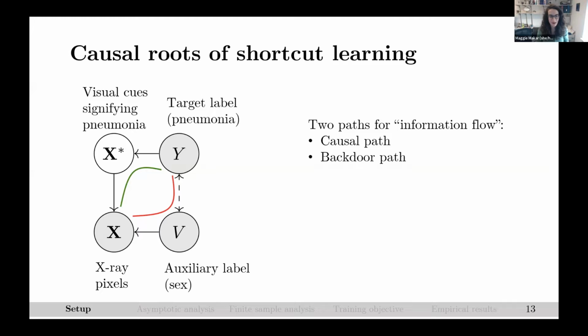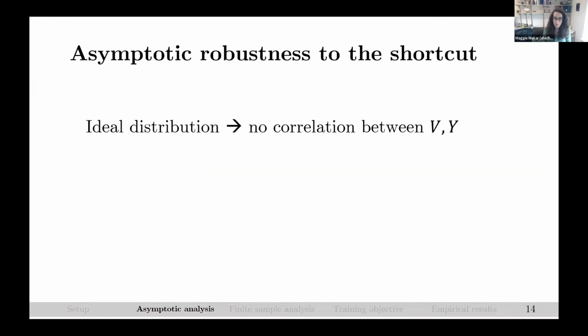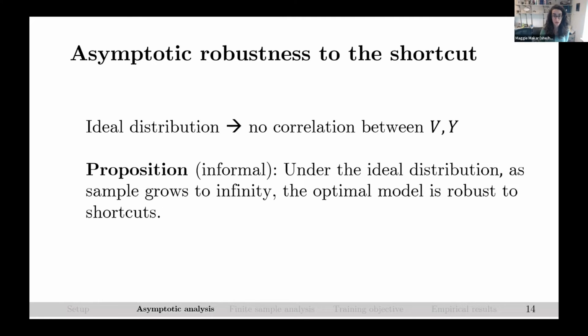But the really nice thing about the causal view is that it will allow us to chart a solution towards this problem of shortcut learning. And I'll start with a population result or an asymptotic result. So what we found is that if you take this causal DAG that I showed you in the earlier slide and analyze its properties, you will find that there exists an ideal distribution. This is the distribution where there is no correlation between the sex and the patient having pneumonia. So this is a distribution where you're equally likely to observe a man or a woman with pneumonia. And if we are lucky enough to sample from this ideal distribution, and if our sample size goes to infinity, then our model will be independent of shortcuts.